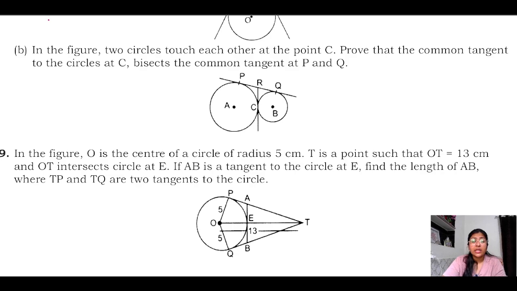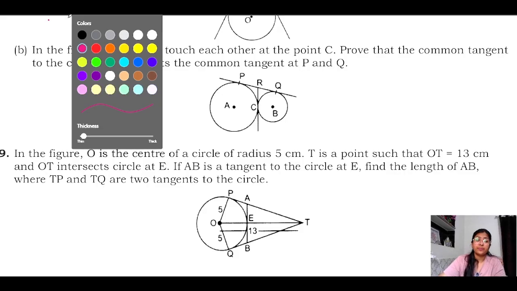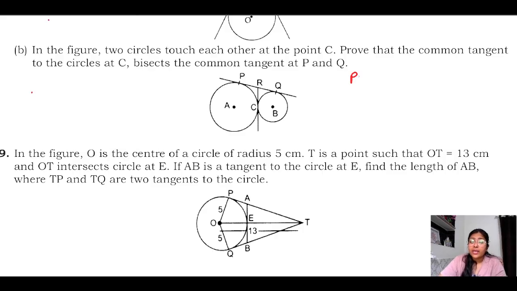Now see the next. In the given figure, two circles touch each other at point C. Prove that the common tangent at the point C bisects the common tangent PQ at R. Okay, we need to prove that PR is equal to RQ. Let's see the proof. Okay, PR is equal to RC, yes or no? The lengths of the tangents drawn from an external point are equal. Similarly, RC is equal to RQ.